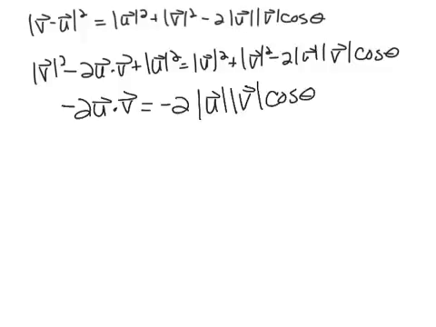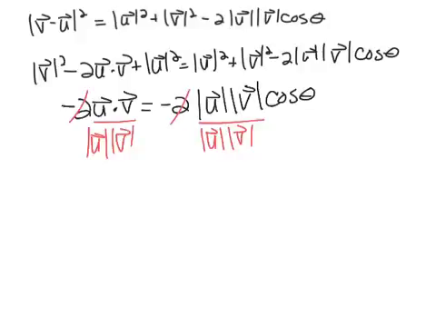Well, my 2's are also going to reduce, and if I want to solve for the cosine of theta, I'm basically going to divide each side by the magnitude of u, magnitude of v. So here's the final formula. Here's the meat of the lesson.